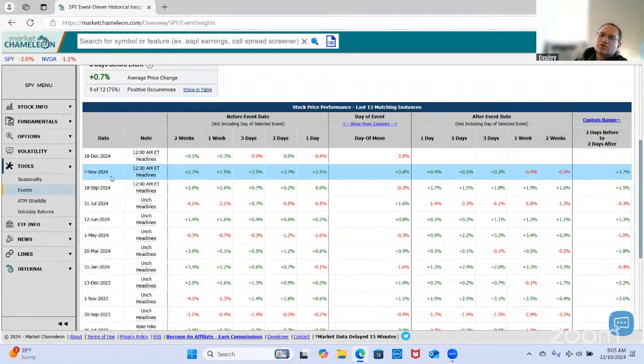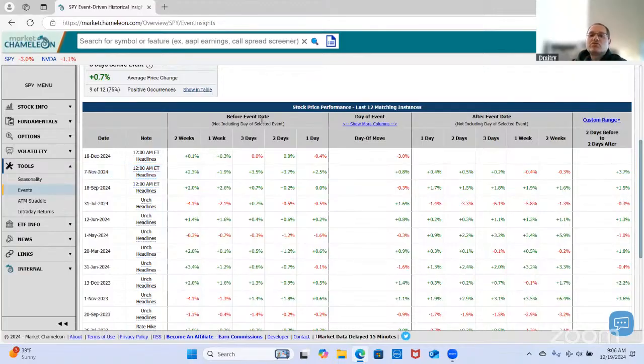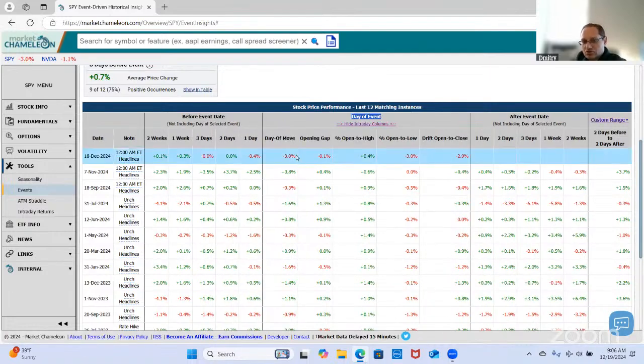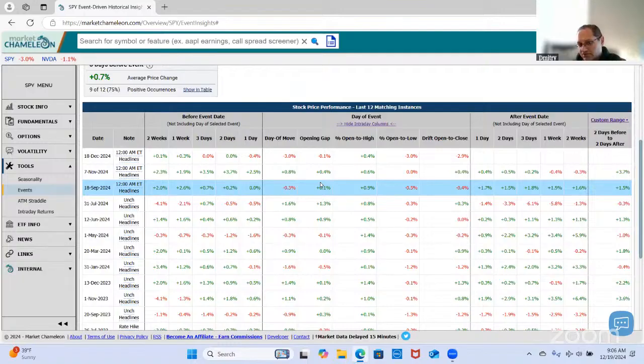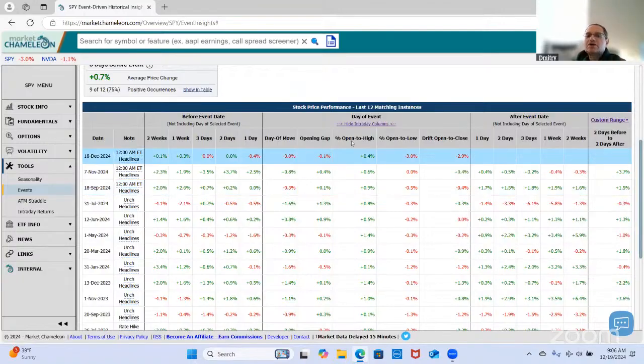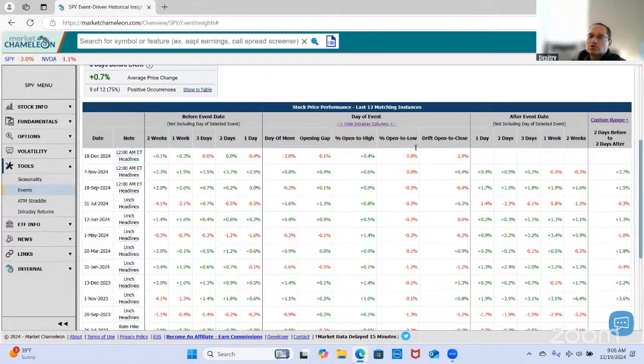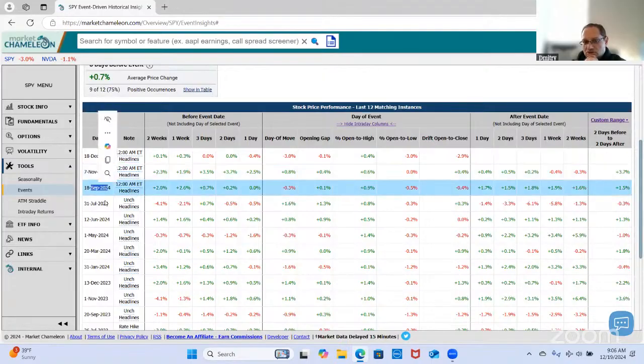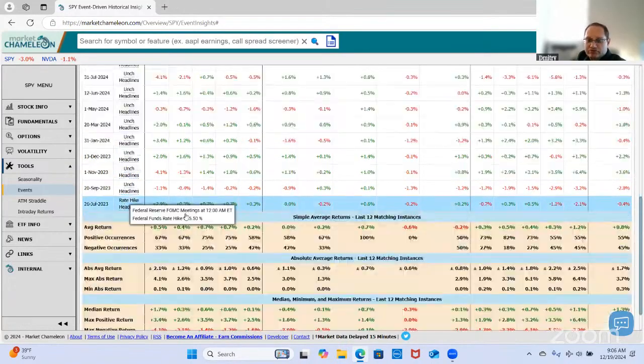table of the Fed meetings and what the stock did the day of, the day after, and leading up to it. You could see here, this is before the event, so leading up to it: 2 weeks, 1 week, 3 days, 2 days, 1 day. This is the day of the event, so this would have been equivalent to yesterday. If we expand that, we have what the stock did on the day from the previous day's close, the opening gap, the open to the high of the day, the open to the low of the day, and from the open to the close. And these are all the historical Fed meetings for the last 12 meetings.